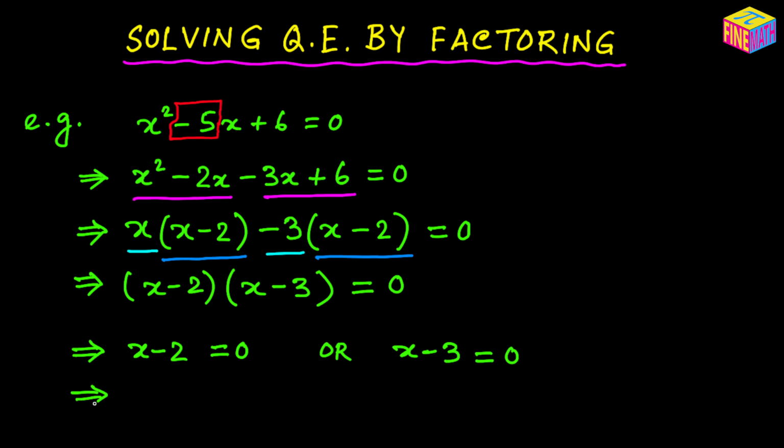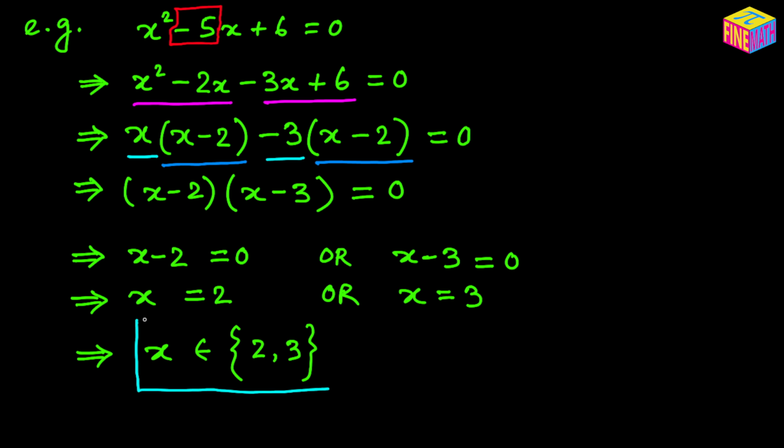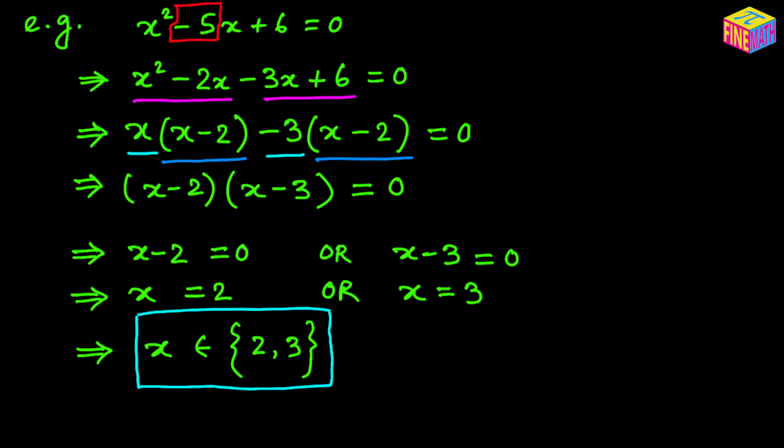So from here we can say, okay, x could be equal to 2 or x could be equal to 3. So our solution set will be like this. We can say that x belongs to this set of two numbers, the positive 2 and the positive 3. Okay, so this is our solution set. So for the above quadratic equation, the two roots or the two solutions of that equation are x equals 2 or x equals 3.